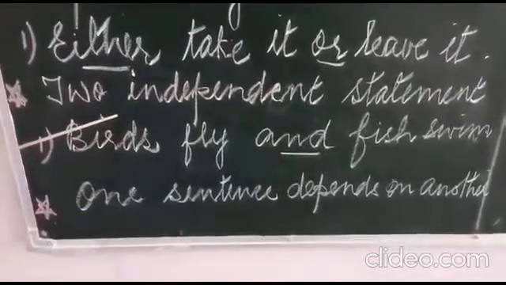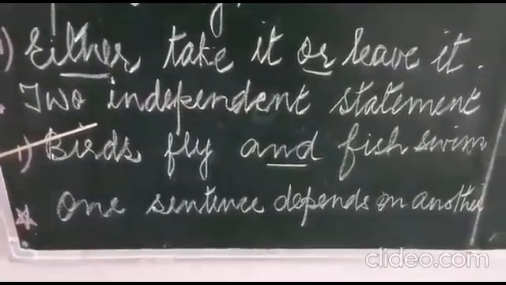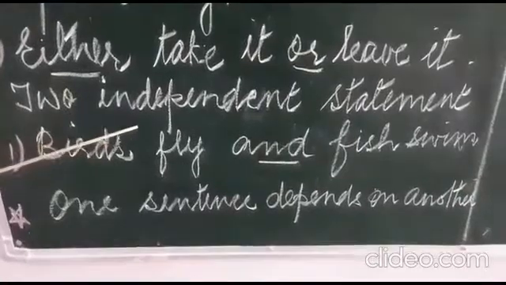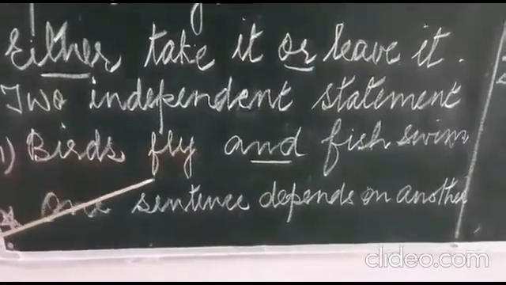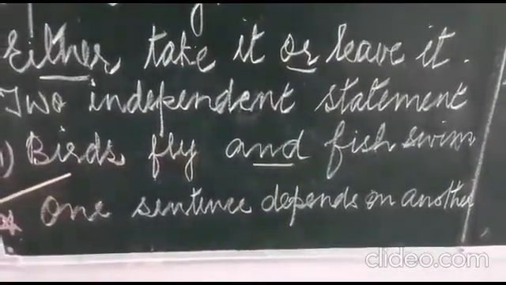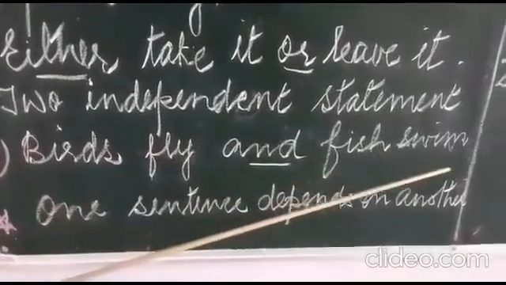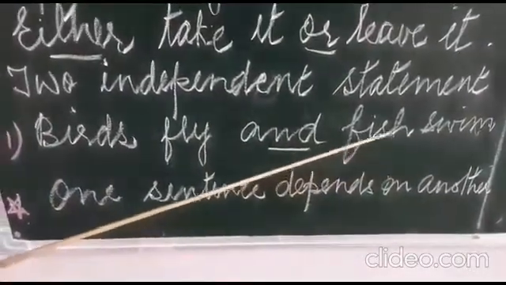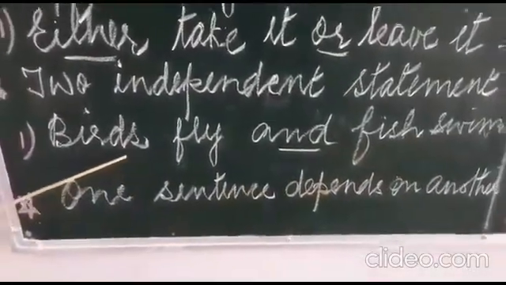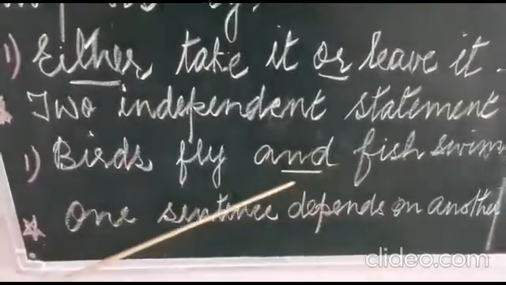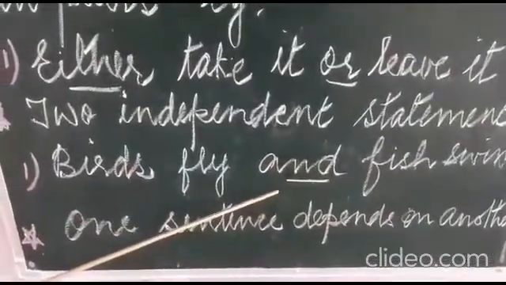Next one. Two independent statements. Conjunction is used to join two independent sentences. Birds fly and fish swim. So fish swim once and the next is birds fly. These two independent sentences are joined by a conjunction and.